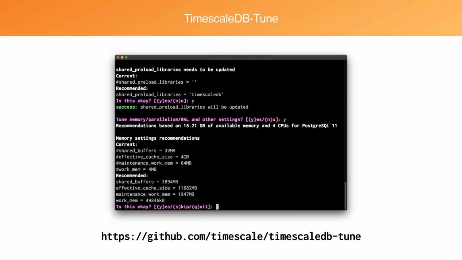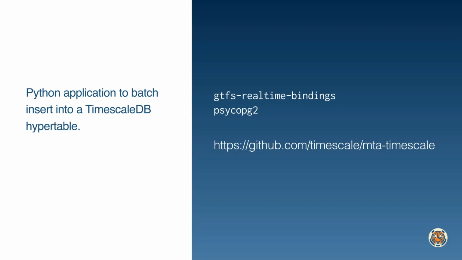So this is really where we want to start for everything. Next was writing an application to get data into the hypertable. I'm not going to go into the details of this, but we do have the code available on a GitHub repo, Timescale MTA-Timescale. Really, this is 86 lines of code, so it's nothing too complex.